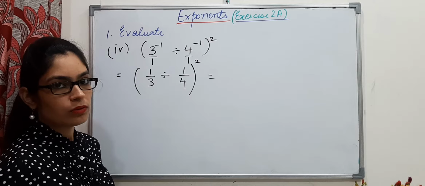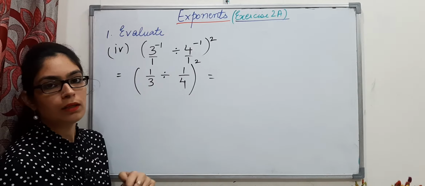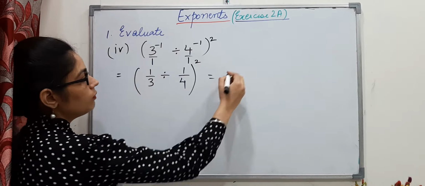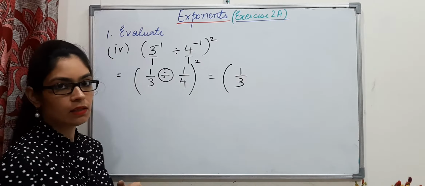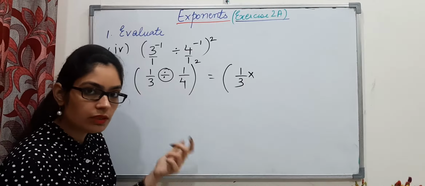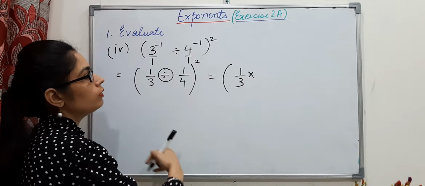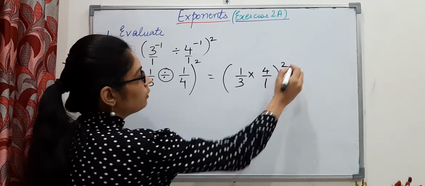In the first question also we did the same thing. When two fractions are getting divided, we can change the division sign into multiplication, and the number written after the division sign we have to take its reciprocal. So 1 by 4 will again be changed to 4 by 1, whole power 2.